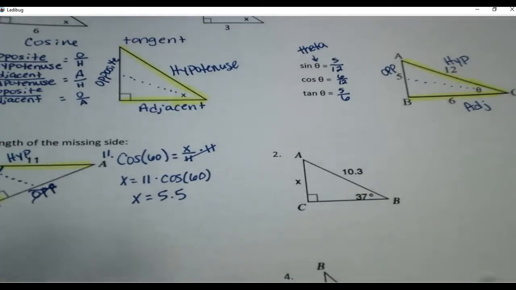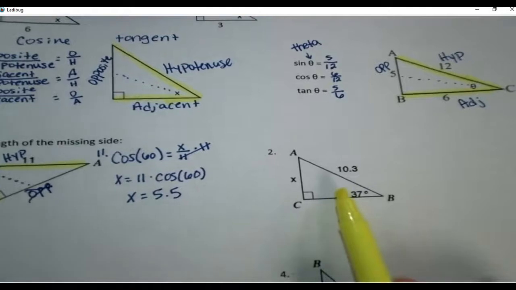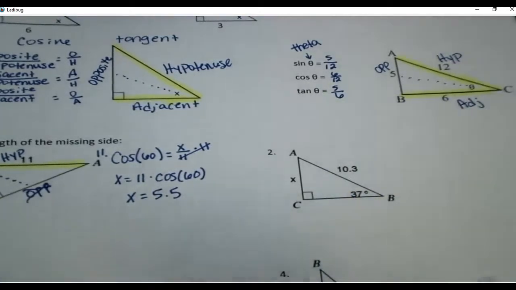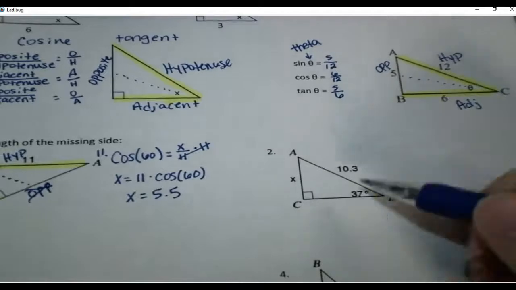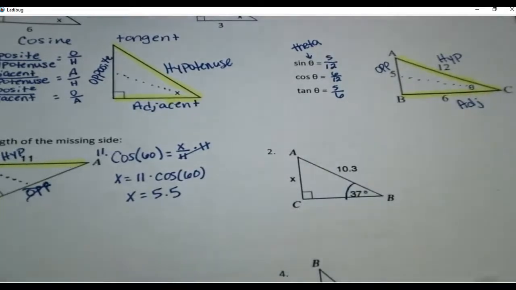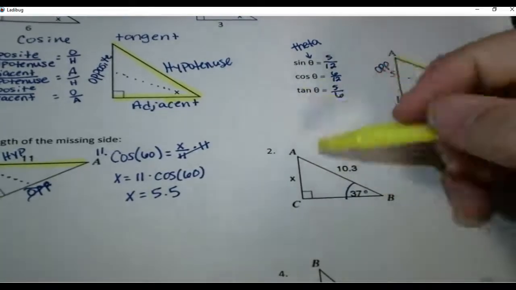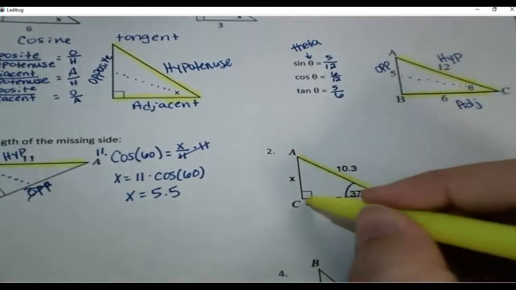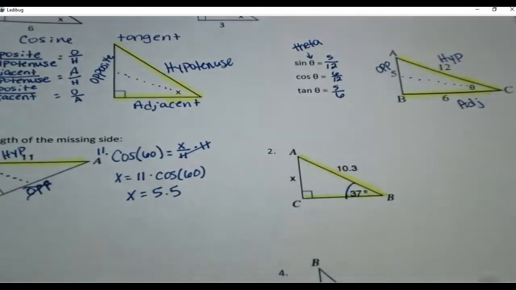Okay, let's do number 2. Step 1, we highlight. In this one, we have the 37. Again, if it helps you, you can arc that, and the 2 sides that the arc touches are what you highlight. So that's the hypotenuse, and this one down here, CB.